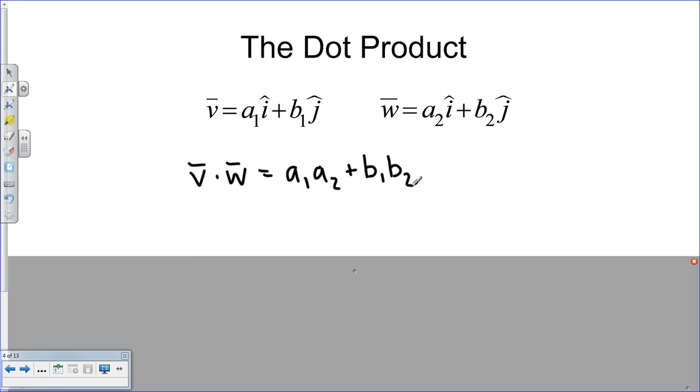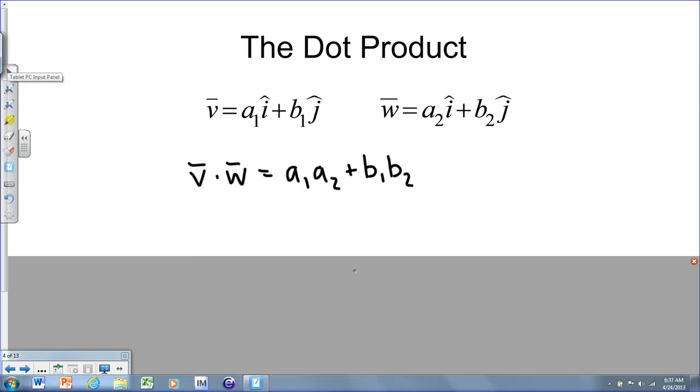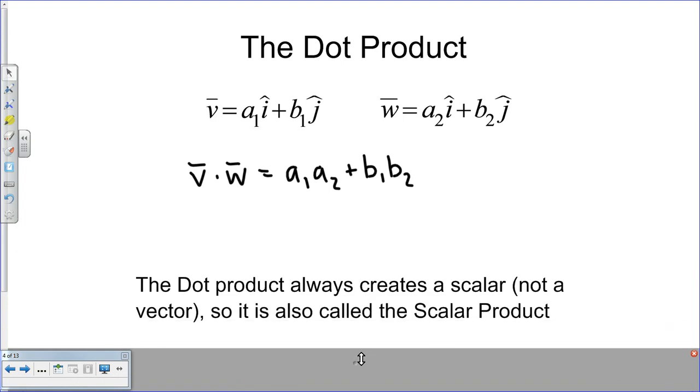So this creates a scalar product. That is, we're taking two vectors, multiplying them together, and the result will be a scalar, a non-vector number. So the dot product, since it always creates a scalar, is sometimes referred to as the scalar product. If you ever hear the term scalar product, it's just another way of saying the dot product.